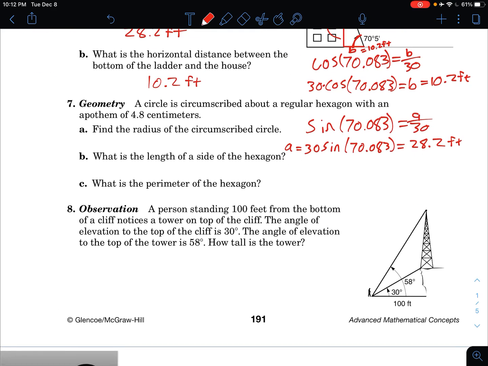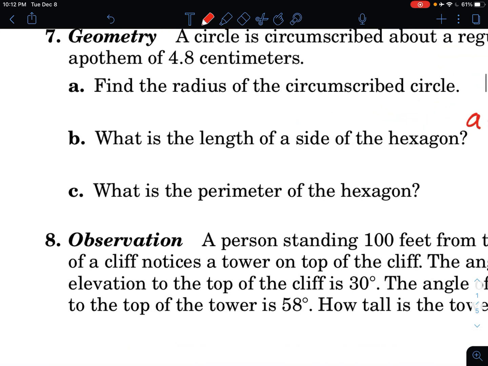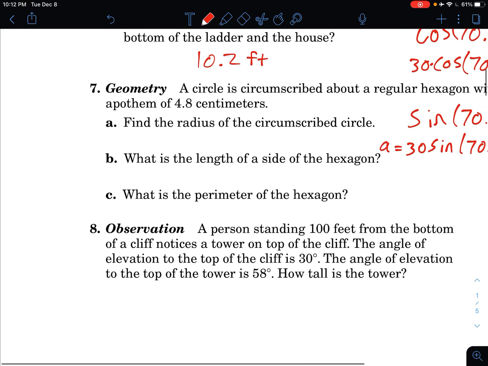Alright, and then a circle is circumscribed about a regular hexagon with an apothem of 4.8 centimeters. Find the radius of the circumscribed circle. What is the length of the side of the hexagon? What is the perimeter of the hexagon? So forth. Alright, so there's a lot going on with number 7. Let me show you a diagram of what it's talking about.